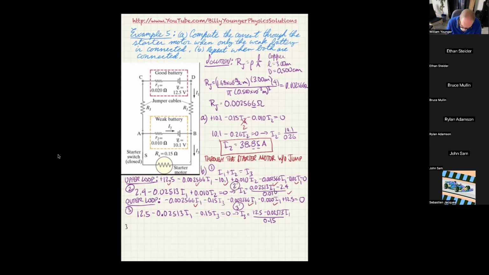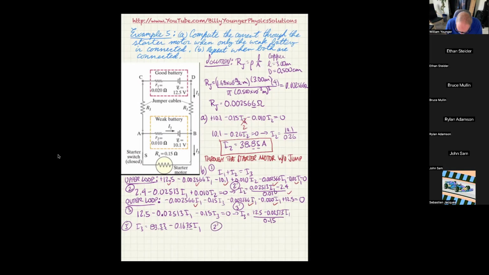Now I can also write three prime this way. I3 is going to be equal to, now when I pulled I3, I actually pulled it to the other side. So that made the 12.5 positive and the other one negative. So that all works. So I'm going to take 12.5 and I'm going to divide it by 0.15. And that gives me 83.3. Finally got my 83.3 I was talking about. And now I'm going to say minus 0.02513 divided by 0.15. That's going to give me 0.1675 times I1. We really are looking at two sig figs here, so these extra digits are not that helpful.